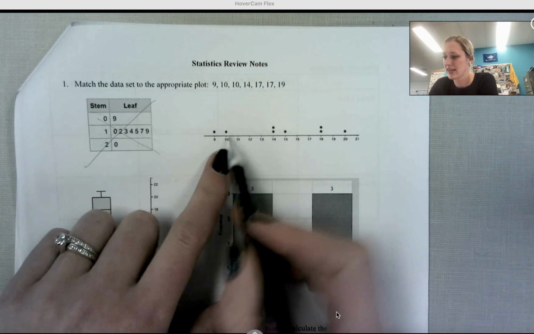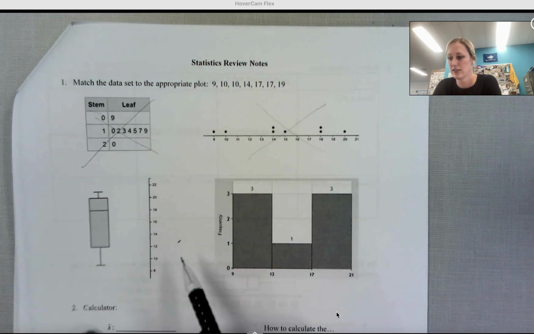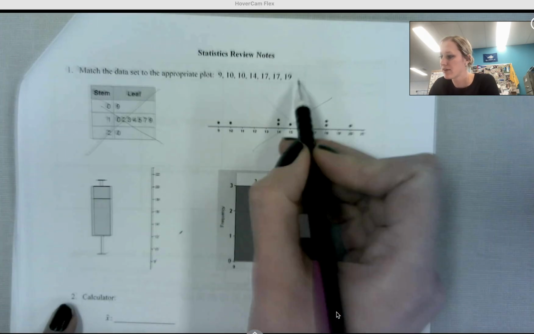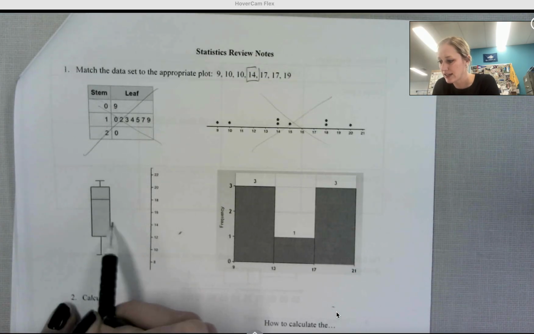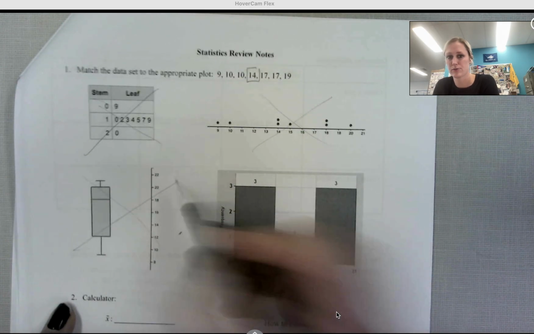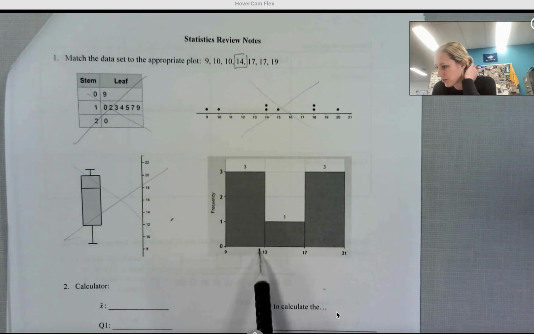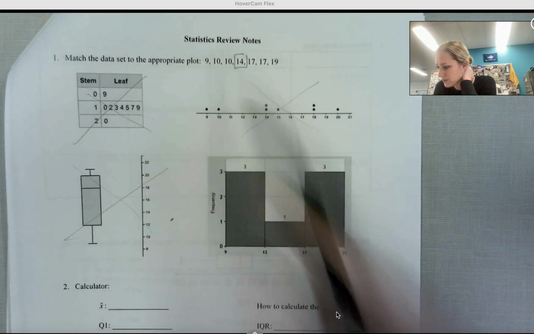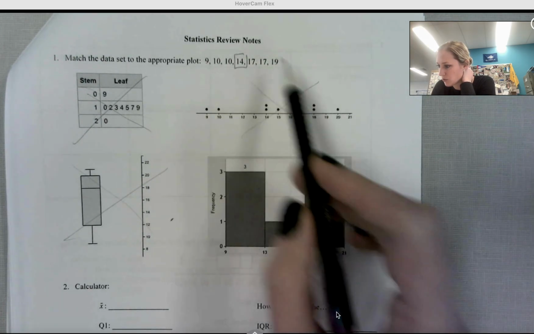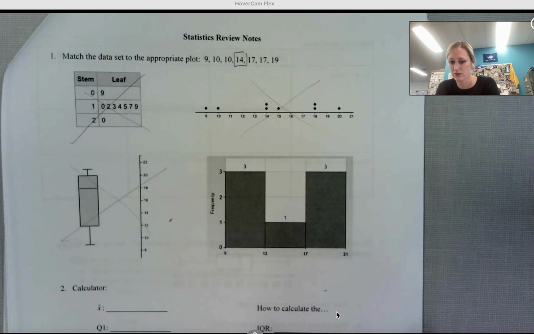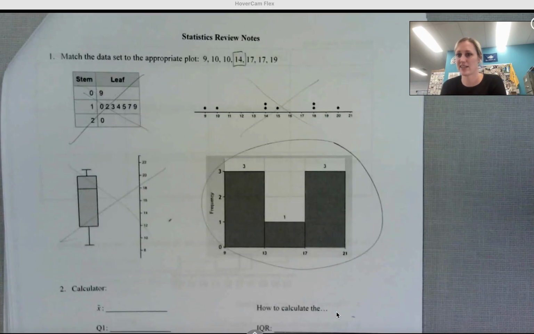This one, I have 9, 10, but I should have 2 dots at 10 if this were the right representation, so it's not. This one, okay, so there's 7 numbers here. 14 is the median, which means that this line should be at 14, and it's not. So this is not the correct representation, so this one should be. Okay, so it's saying between 9 and 13, we have 3 values. That's correct. Between 13 and 17, we have 1 value, and between 17 and 21, we have 3 values. So this would be the correct representation that goes with those 7 data points.